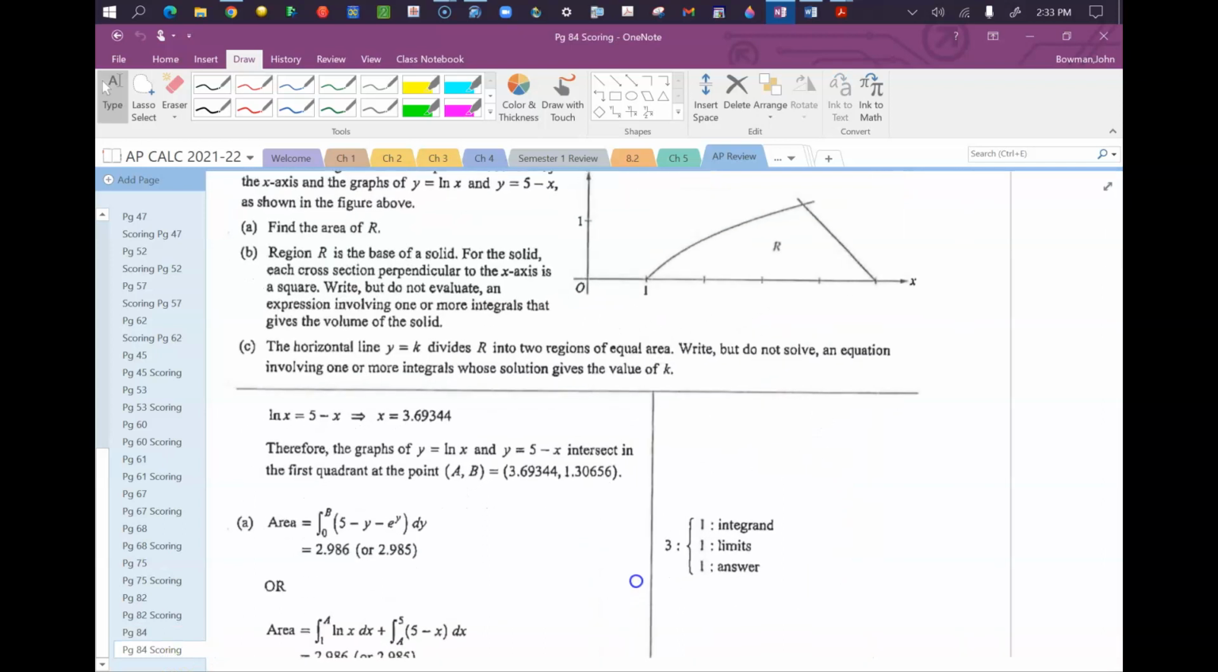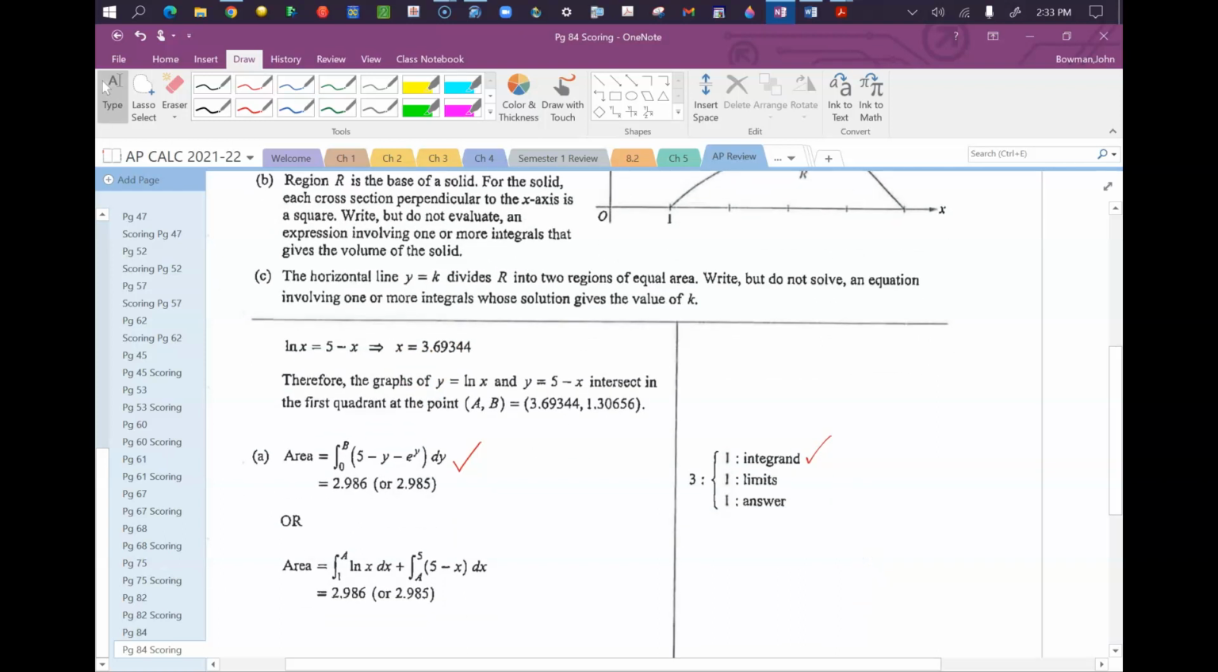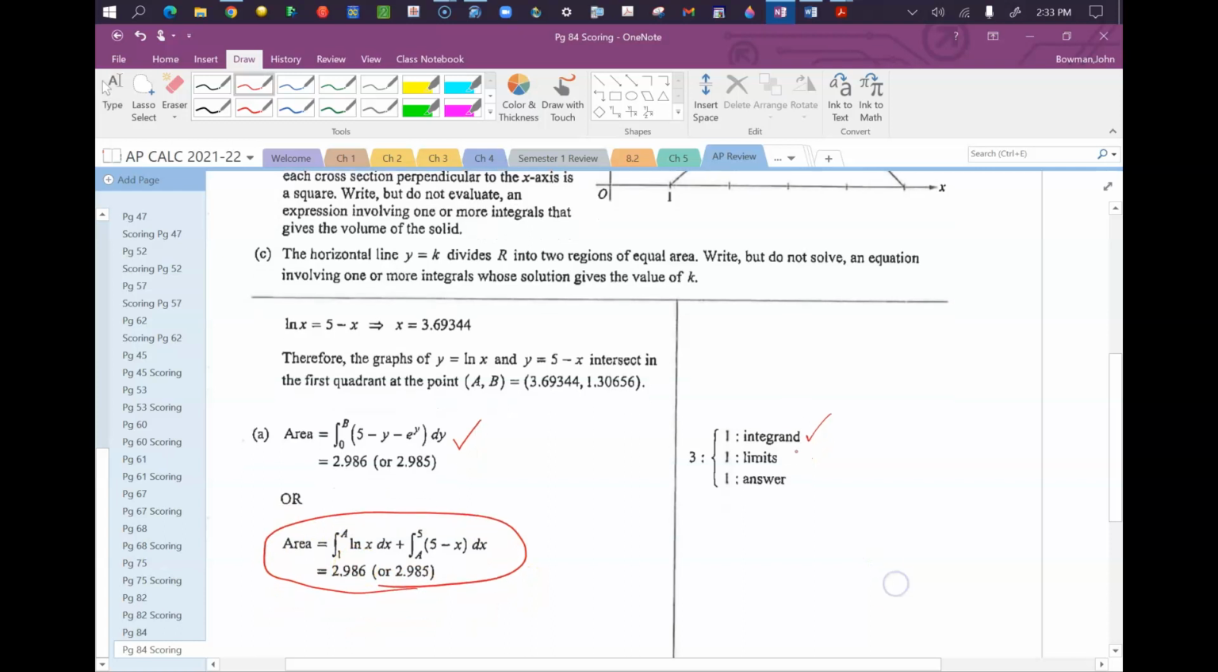You get 1 point for the integrand. Notice they integrated with respect to y. You do not have to do that. You could integrate with respect to x. Oh, actually they showed that right here. The limits of integration and the final answer. So 3 out of the 9 points there.